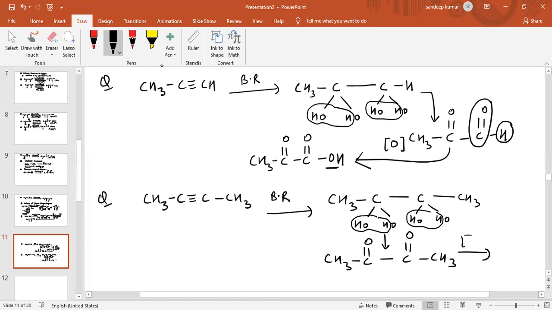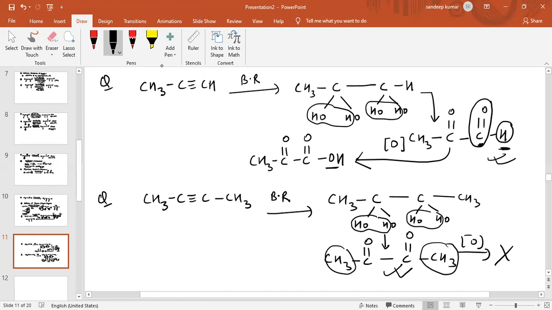Now reaction with nascent oxygen, no oxidation. Why no oxidation? Because only if hydrogen is attached with C double bond O, then oxidation is possible. But in this case, with C double bond O, a CH3 group is present. Here also a CH3 group is present. So further oxidation is not possible. So this is the major product.